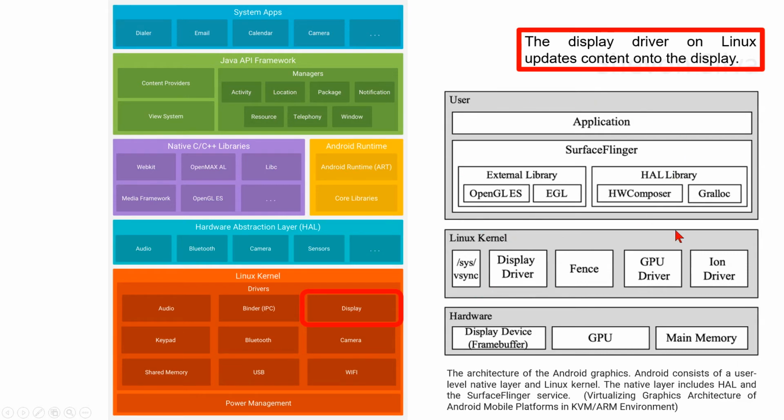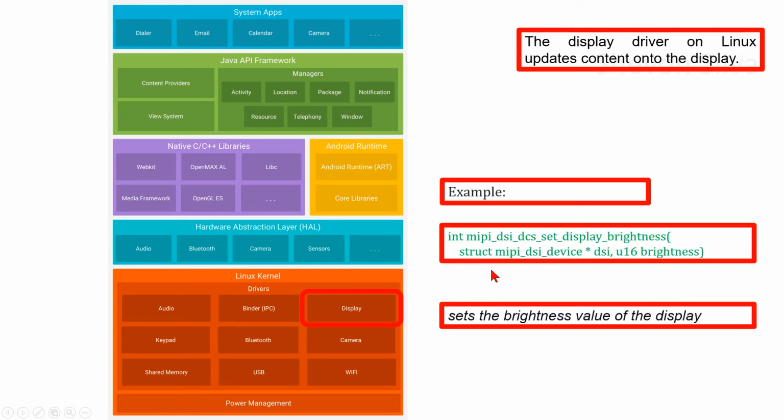Here you can see the user space, and the application and SurfaceFlinger are there, with the external libraries. In the external libraries you can see OpenGL ES and EGL. Here are the HAL libraries, hardware composer, and Gralloc. And this is the Linux kernel, where you can see the system, VSync and display driver, fence and GPU driver, and ION driver, and the hardware: display device, frame buffer, GPU, and main memory.